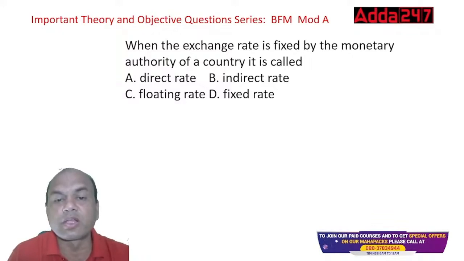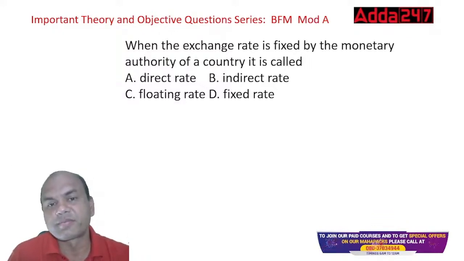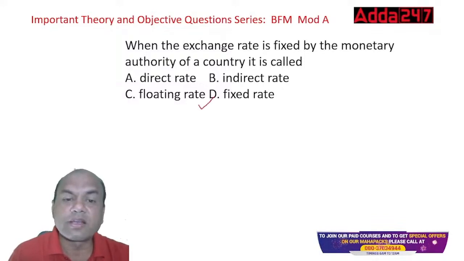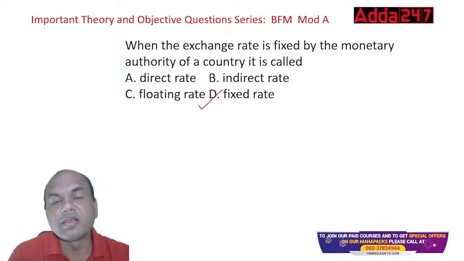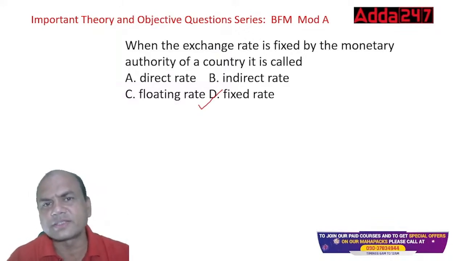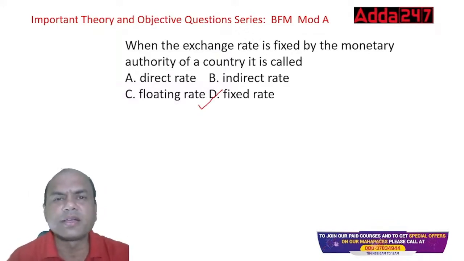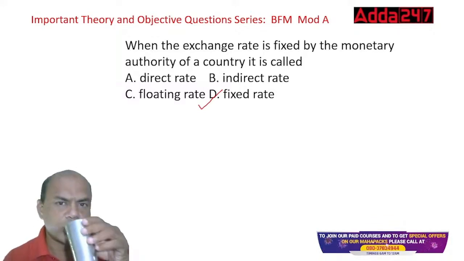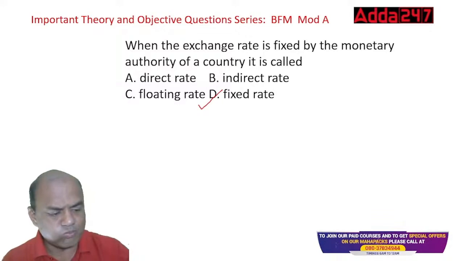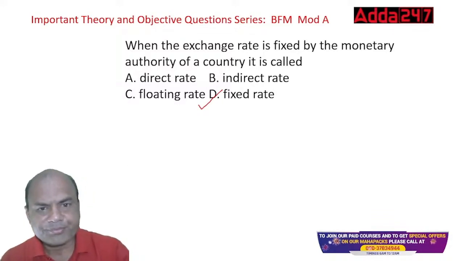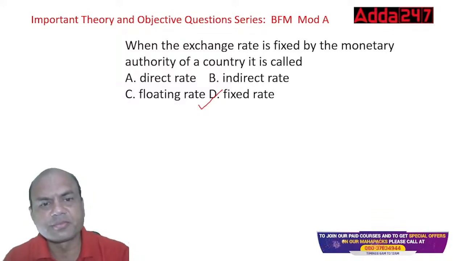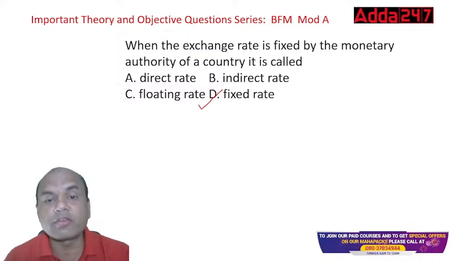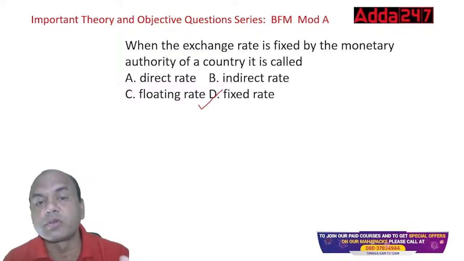Direct, indirect, floating, or fixed? It is fixed rate. Correct? It's fixed rate. Where do we have this fixed rate? Do we follow this fixed rate system in India? What do we follow in India? Do we follow fixed rate system, everyone? What do you say? We never follow fixed rate system. We follow floating rate system.